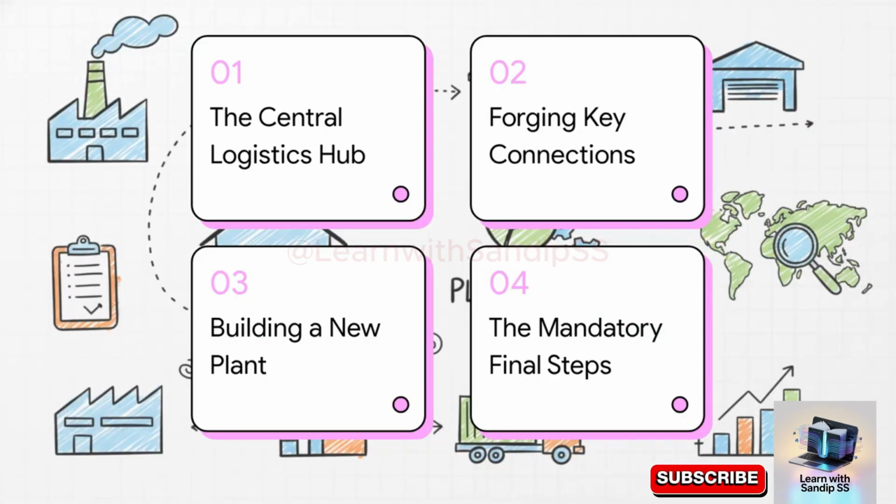So here's the game plan. First, we'll get a solid handle on what a plant actually is, the what and the why. Then we'll explore how it connects to everything else. After that, we'll get our hands dirty and actually build one. And finally, we'll cover the absolutely mandatory last steps you have to take in S4HANA.